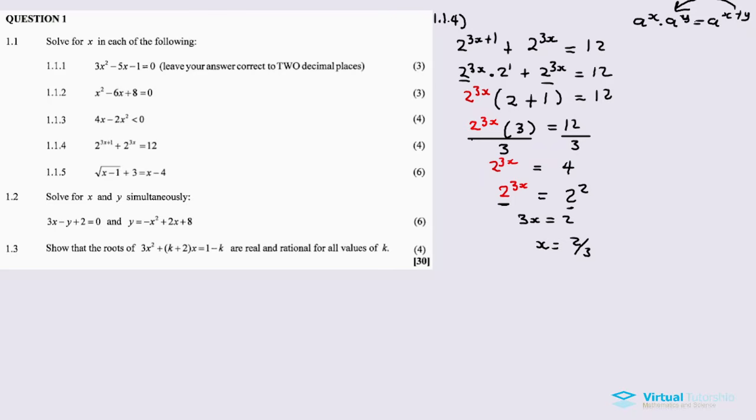So now you have the answer for 1.1.4. Now for 1.1.5, we have a surd equation. Okay, with a surd equation we want an expression under a square root. If there's a square root and under that square root there is an expression, just know that you are dealing with a surd equation.